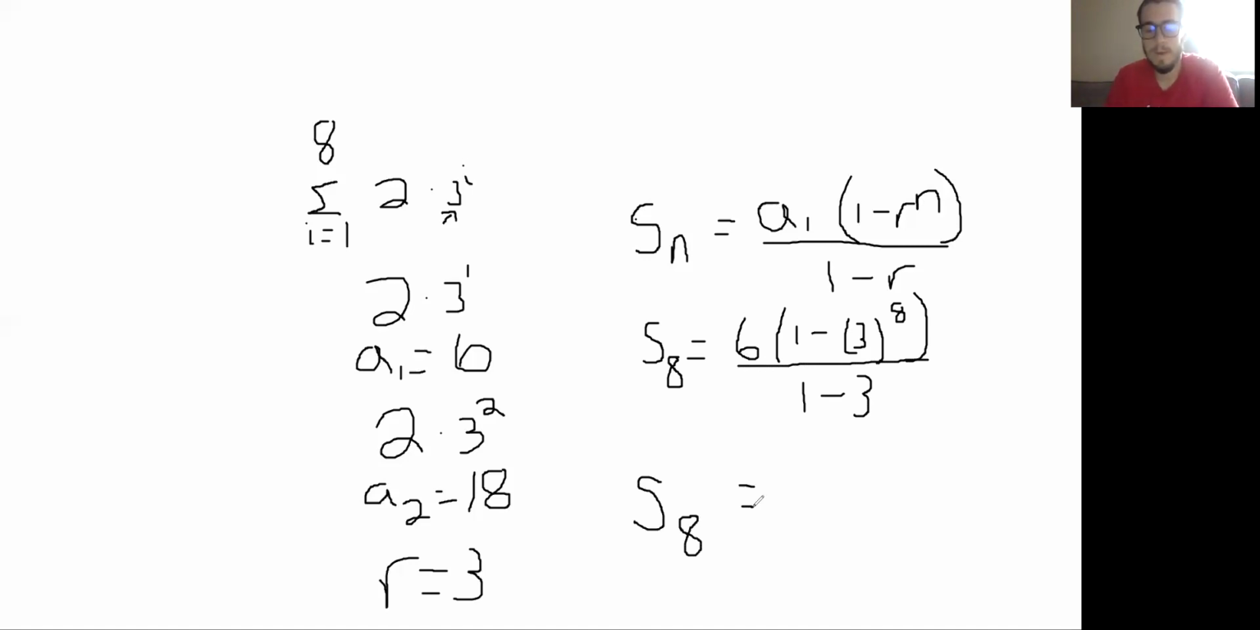6 times 1 minus 3 to the 8th power divided by 1 minus 3. You can literally type it in exactly as you read it, and you get 19,680. So pretty basic. Again, you could always write out the first 8 terms and add them together, but I would trust the fact that this is going to work. The formulas work. They exist for a reason. So make sure you use them.